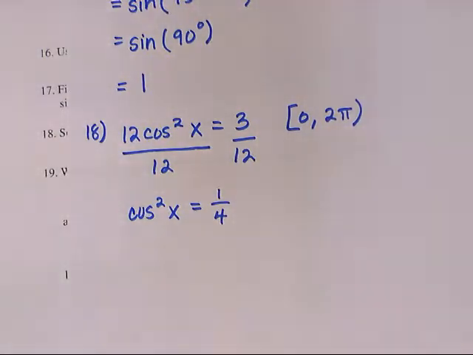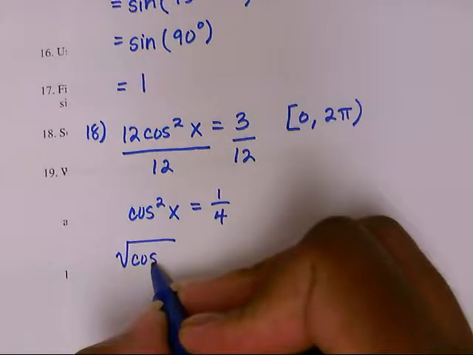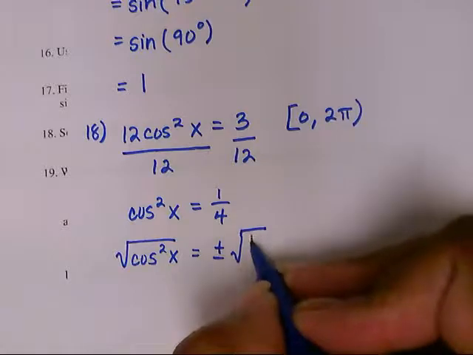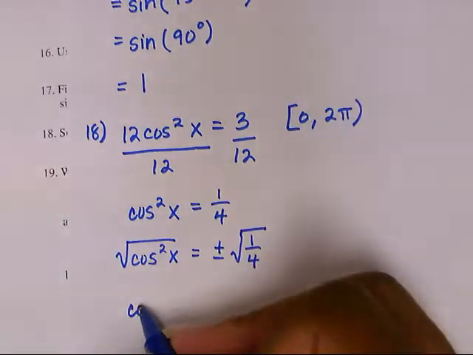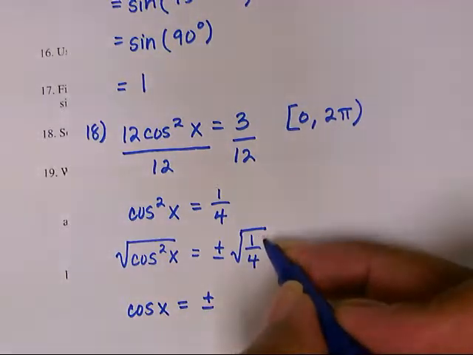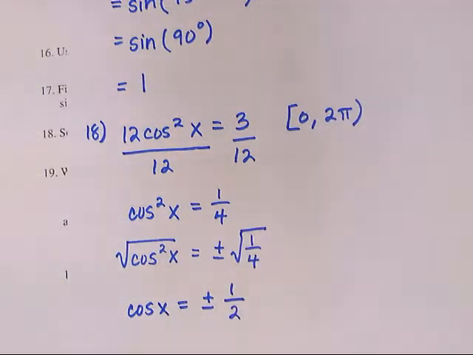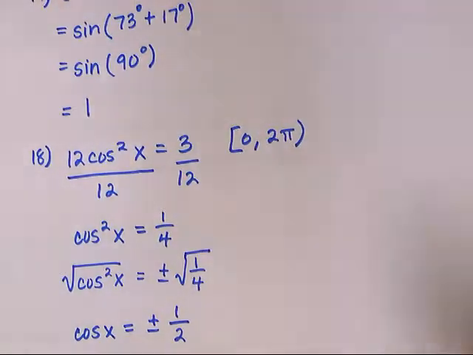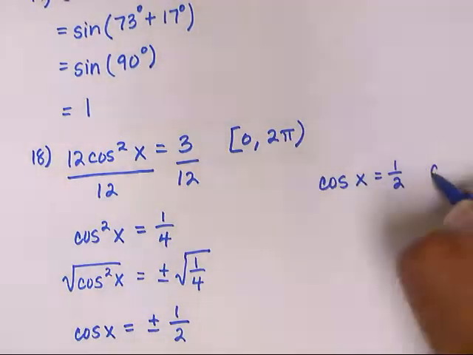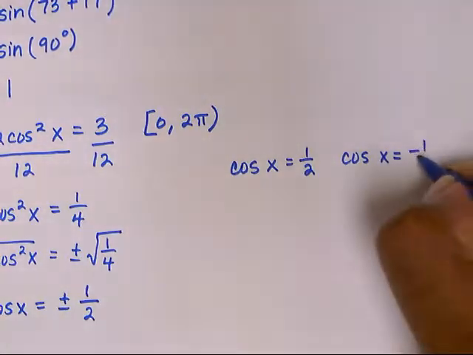Now, I'm squaring the cosine of x. The opposite of squaring something would be to take the square root on both sides. And I'll also bring in plus or minus. So that means I'll have cosine of x equal to plus or minus. Square root of 1 is going to be 1. The square root of 4 would be 2. Okay? So now I got two answers here. The cosine of x is equal to positive 1/2. The cosine of x is equal to, let me move this over, negative 1/2.